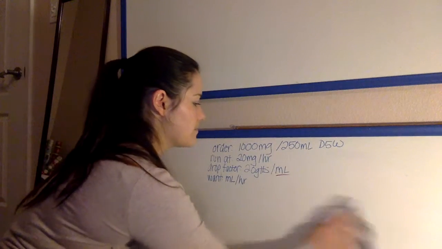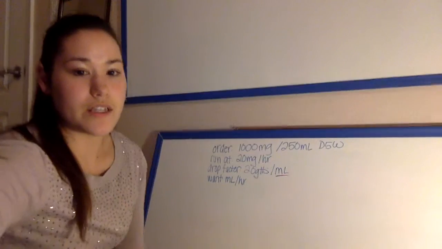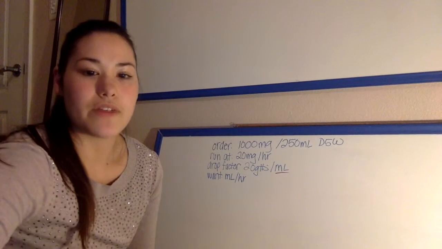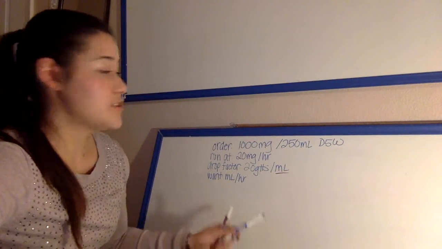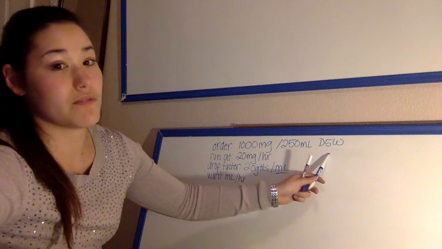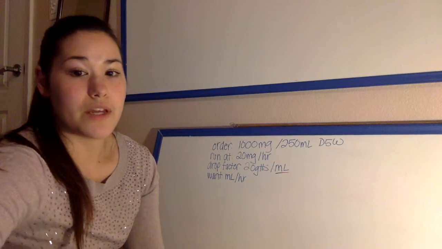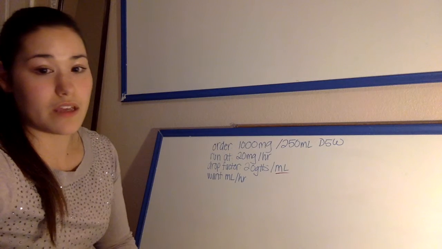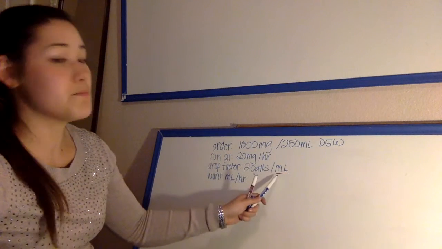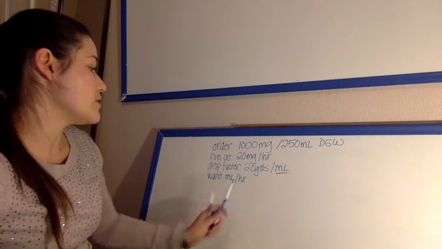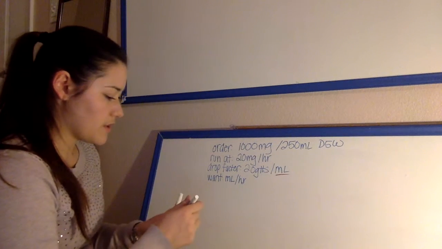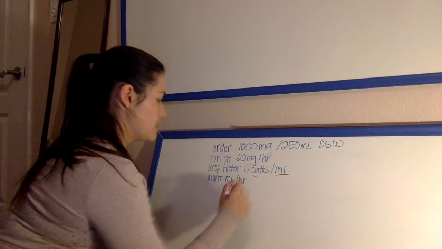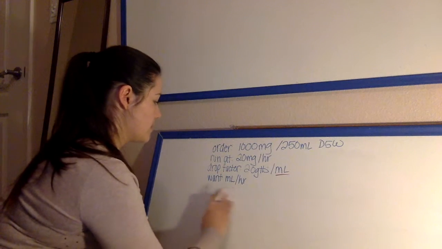Okay? But for now, the question says, we have drug X, you have 1,000 milligrams that's added to 250 milliliters of D5W, okay? This medication is to be run at 20 milligrams per hour, okay? The drop factor is 20 drops per milliliter, and we want to know how many milliliters an hour we're going. So I have my milliliters marked off here because that's what I want to start off with, because that's what I want on top. So I have milliliters. Oops, I lied.